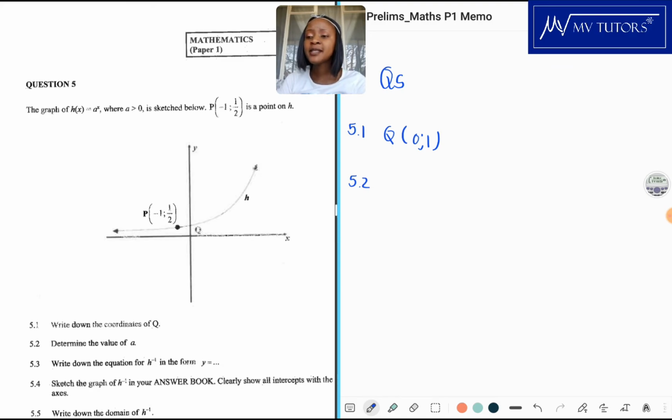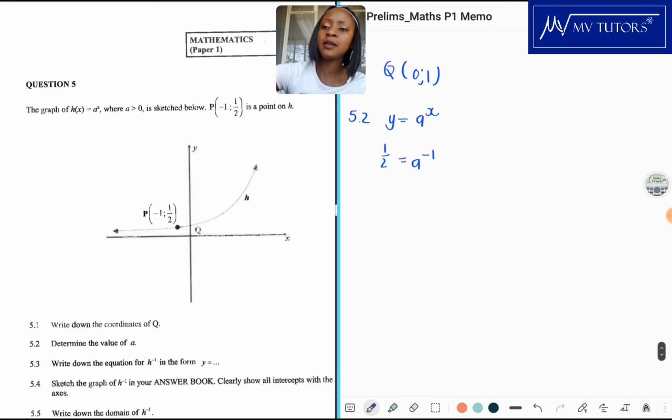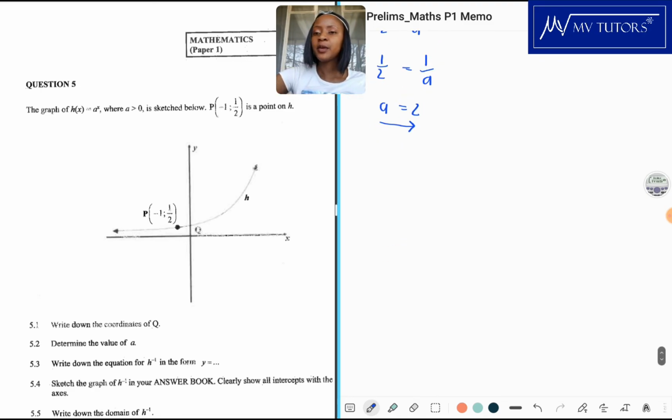Now it says determine the value of a. So we have our function. I'm just going to put it in terms of y instead of h. So y is equal to a to the power x. They gave us a point. Please use that point. The y coordinate of p is a half, and the x coordinate of p is -1. So basically I have 1 over 2, and a to the -1 is the same as 1 over a. So basically a is equal to 2. All right, then we can go to 5.3.